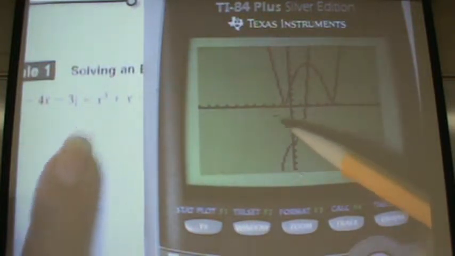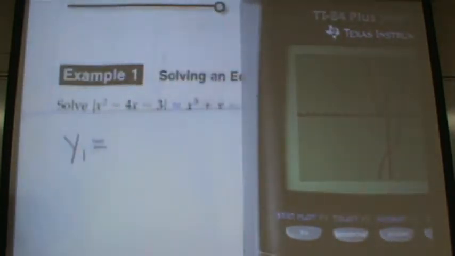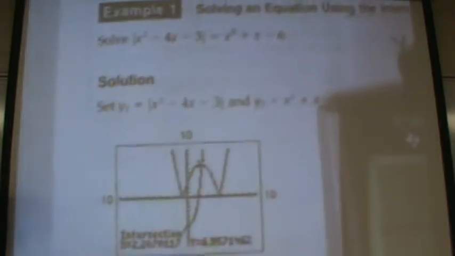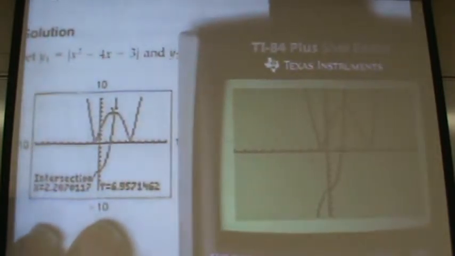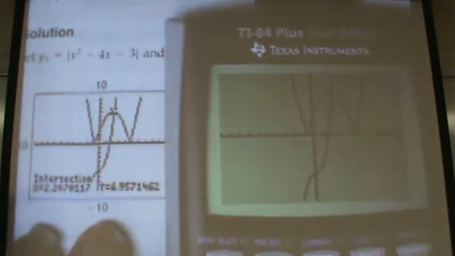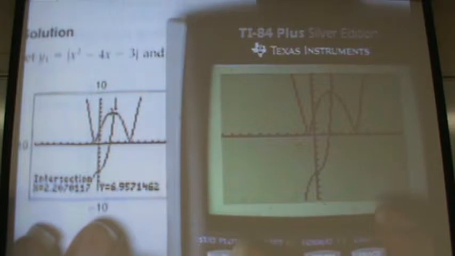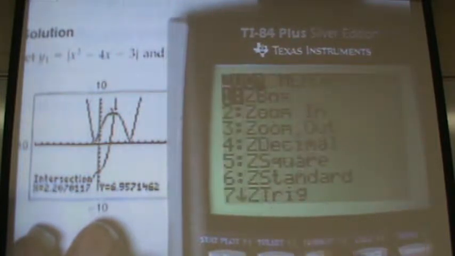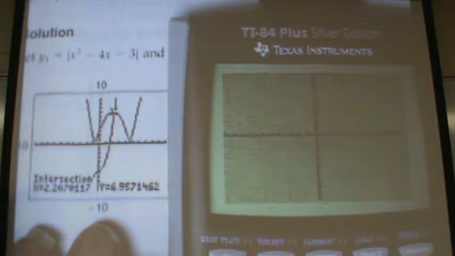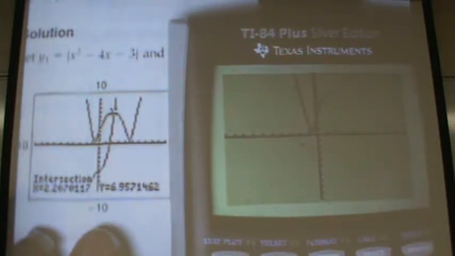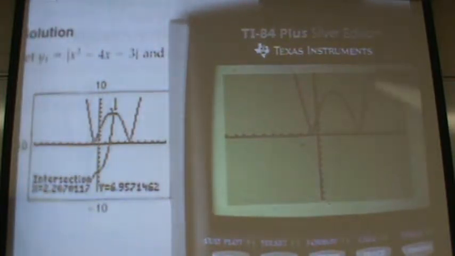Now, what you're looking for, you should see this picture. I have it printed for you right here. That's what you should see. If your window is goofy, you're going to want to change it. Hit window, and make sure you're in a standard window, 10 by 10. Okay, so that was the first equation, and here's the second one.